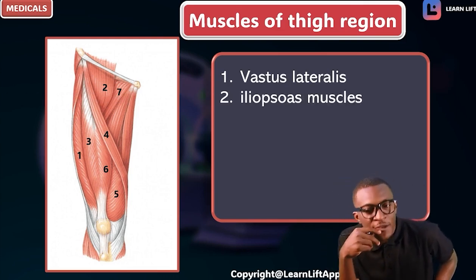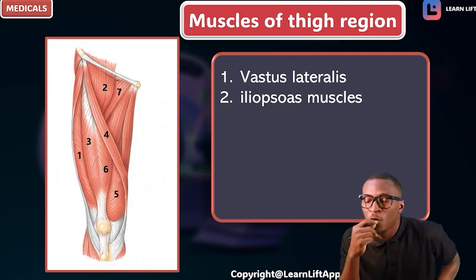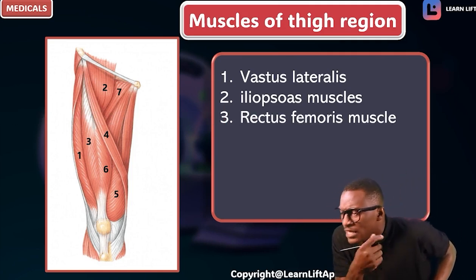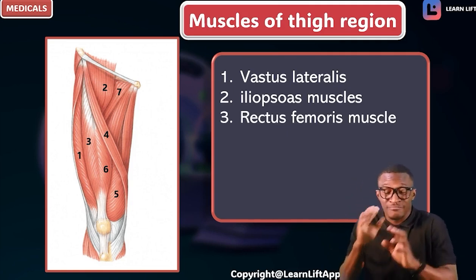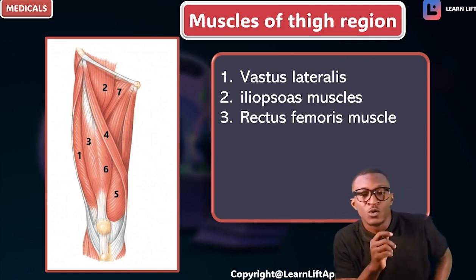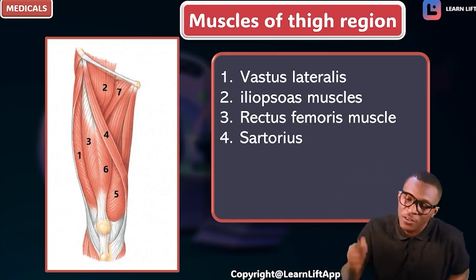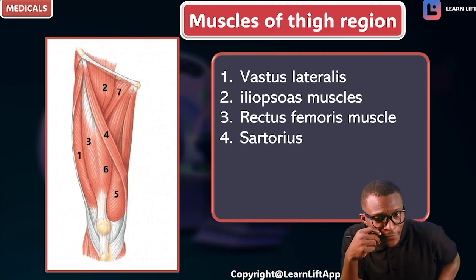What about muscle number 3? Is that the rectus femoris or the vastus intermedius? Rectus femoris. You are very smart, correct. Now, what is the muscle labeled 4? That's the longest muscle, also called the tailor muscle. God bless you, the sartorius muscle. Very correct.